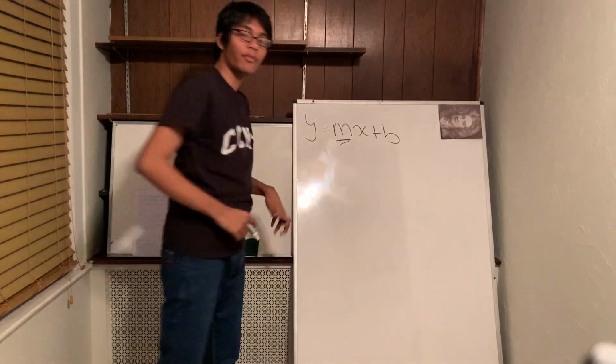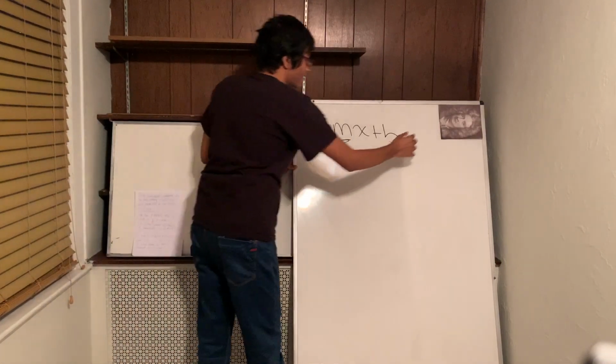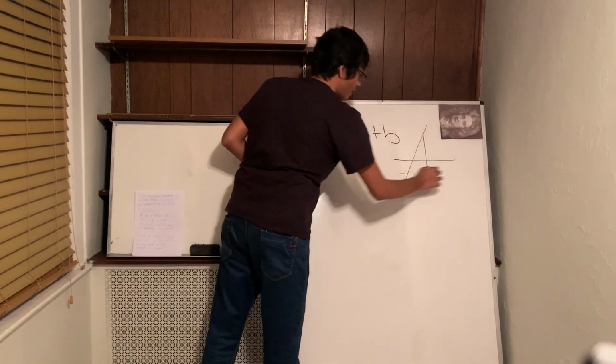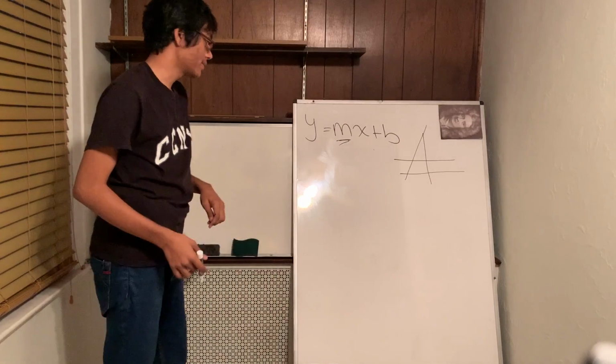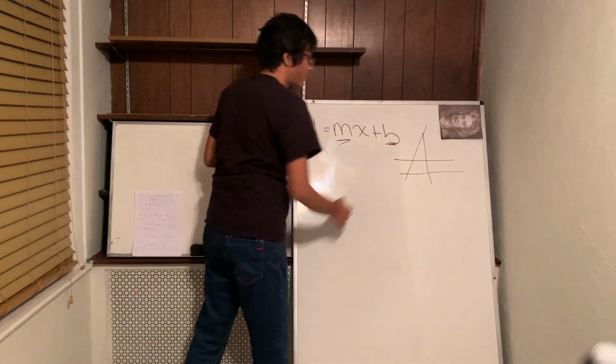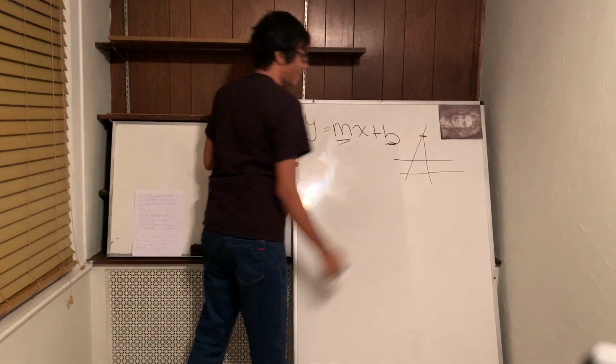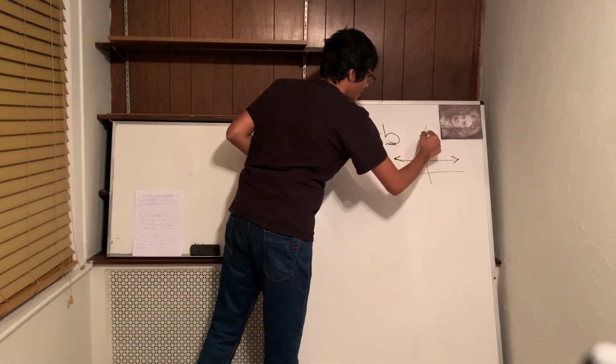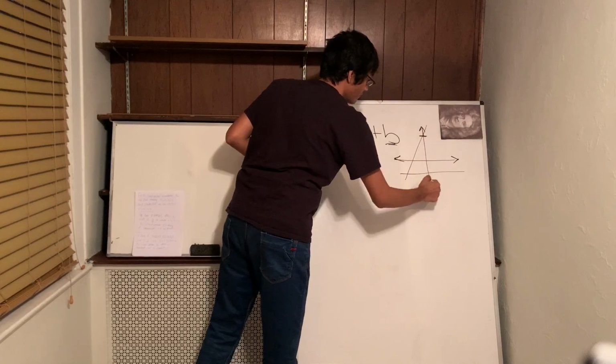My m represents the slope of my line, right? The higher the m, the steeper my line. The lower the m, the more shallow my line is. This b over here simply represents where my line hits the y-axis. Alright, so that's pretty simple. Hopefully you know how to plot lines in 2 dimensions, okay?